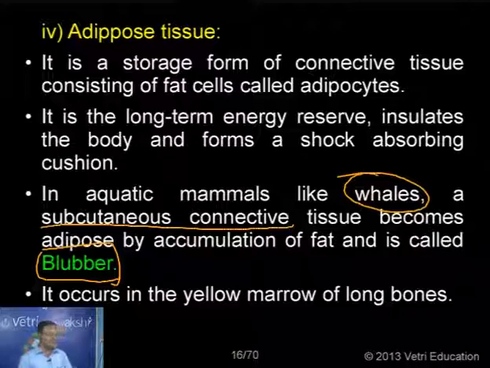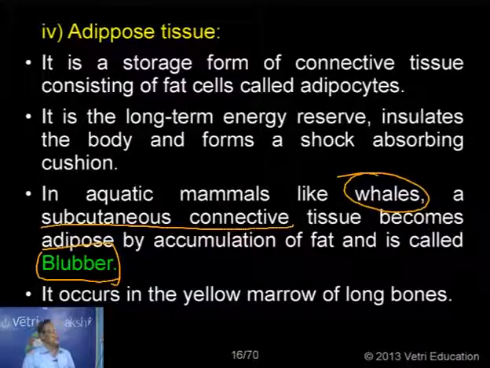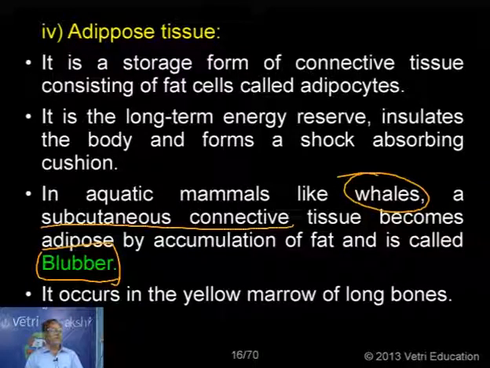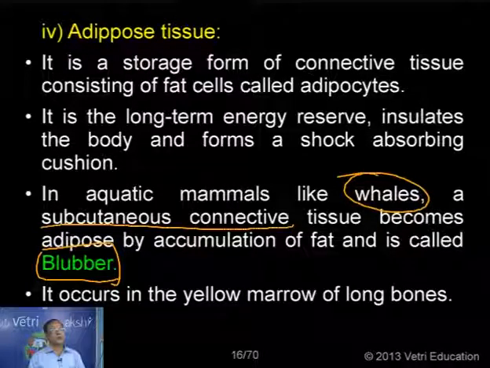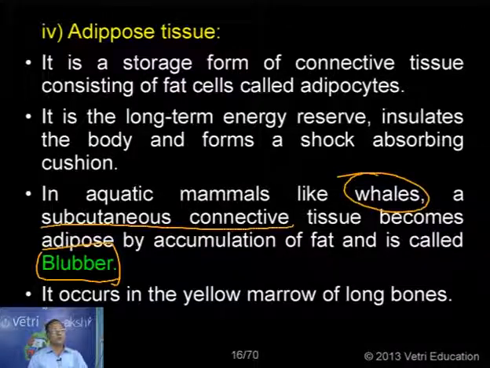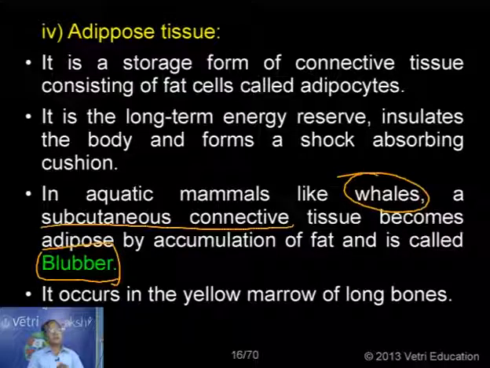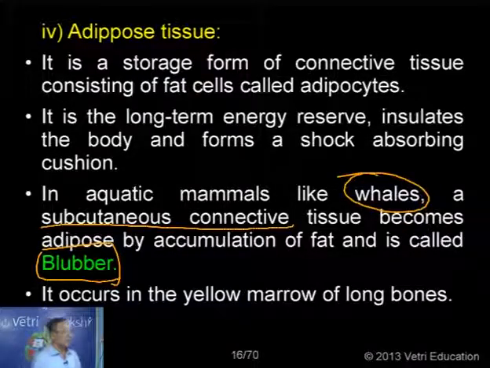And I mentioned earlier, the red bone marrow is made up of reticular connective tissue, whereas the yellow bone marrow is found in the cavity of the bone. The red bone marrow is found at the tips of the bones, at the ends of the bones. Then the yellow bone marrow is found in the cavity, that is the shaft of the bone, and the yellow bone marrow is made up mainly of adipose tissue.